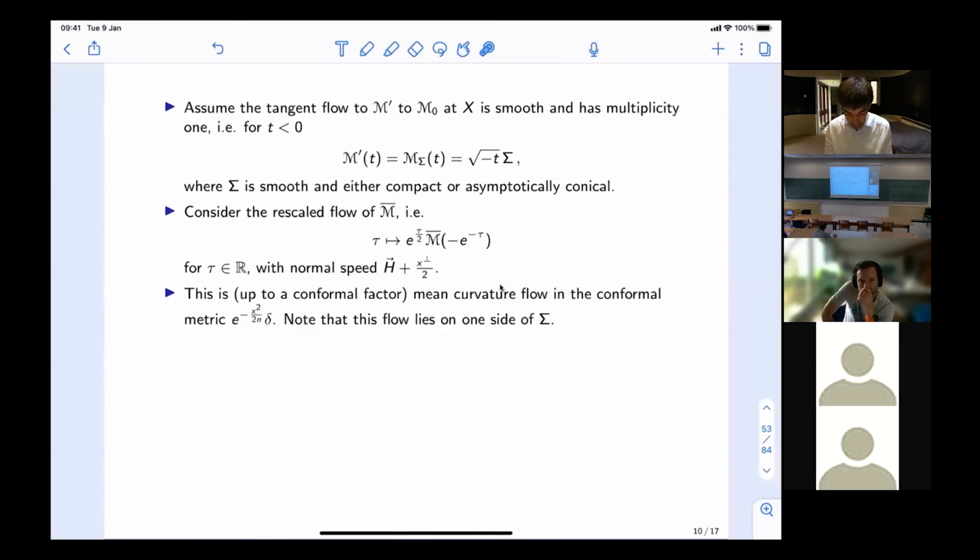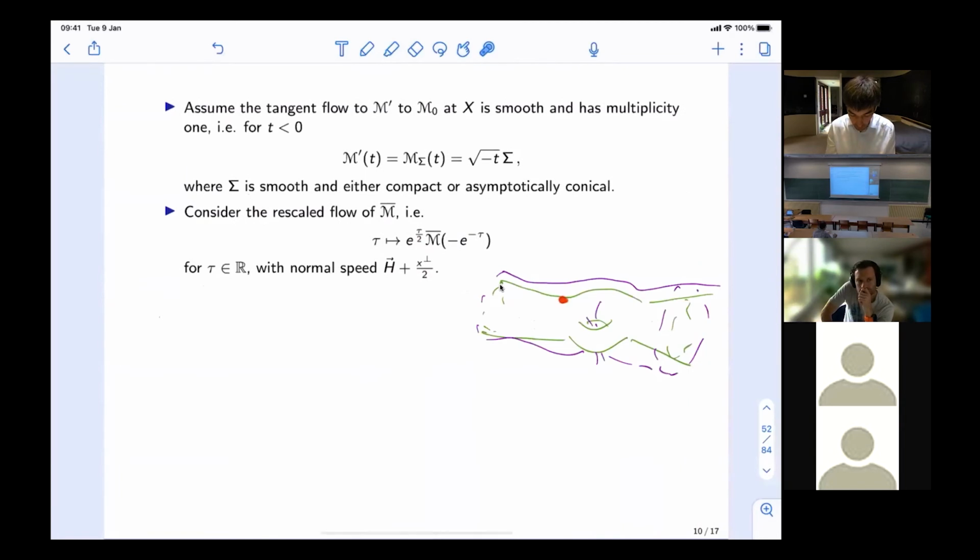Now, important thing to note is that this flow is, up to a conformal factor, mean curvature flow in this conformal metric, which we had looked at before. And we know that this flow here lies on one side of this now fixed self-shrinker. Okay. Now, what we want to prove is that as we go for this rescaled flow back to time minus infinity, that flow converges from one side exactly to the same shrinker. So how do we do this?